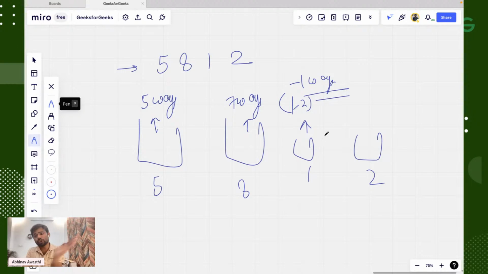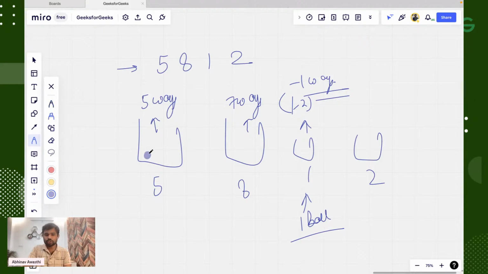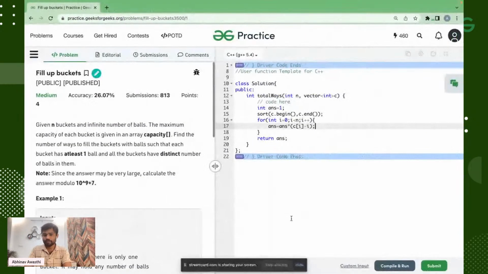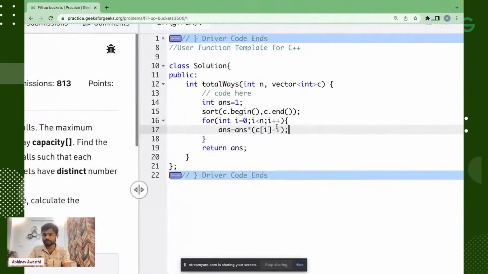So we have to first sort it, because in this bucket we can only have one ball. That is the only capacity, that's the only possible solution. But if I have taken one ball in this 5, then we can't take any ball in this. That will be a wrong case. So we'll first take the buckets whose capacity is low. That is why we are going on. Is it clear?